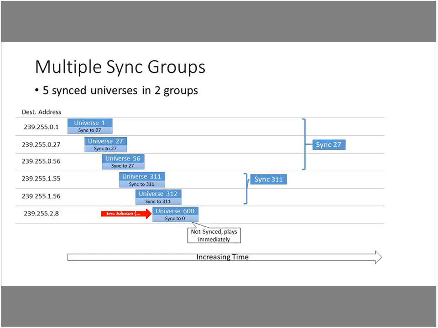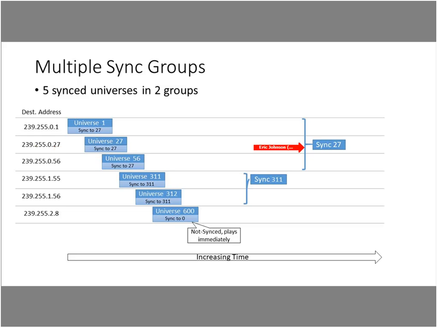And obviously, you can't send these overlapping, just because we run out of horizontal space on the slide. You can see that these are sent sequentially. 1, then 27, then 56, then 311. But the key thing to notice is that the universes here are actually played out in the opposite order from which the data is sent, because universe 600 is not synced and plays out when it is received. Then 311 and 312, which are synced to 311, play out, and then 127, 56 play out.